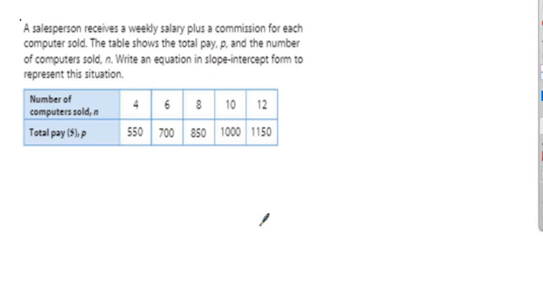All right, a salesperson receives a weekly salary plus a commission for each computer sold. The table shows the total pay, P, and the number of computers sold, N. Write an equation in slope-intercept form to represent the situation. So this is where I want you to pause. I want you to go and find the slope and the y-intercept. And honestly, at this point, I'm going to check that you did this problem. I want to see slopes being found, and I want to see y-intercepts being found, and we will go over it when we return to class.